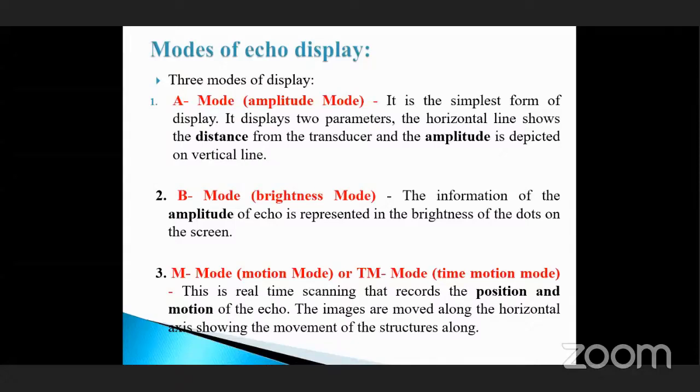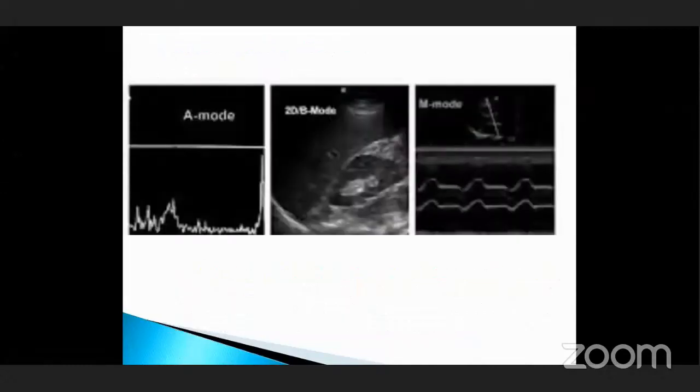Now B mode, that is brightness. The information of amplitude of echo is presented in the form of brightness of dots on the screen. And M mode is the real-time scanning that records the position and motion of echo. The images are moved along the horizontal axis, showing the movement of structures along with it. Now, this is the photographic image of A mode. It will give amplitude in the vertical direction and distance from the transducer in the horizontal direction. B mode displays a white image against a black background. In M mode, we can see the motion as well as the distance from the transducer.